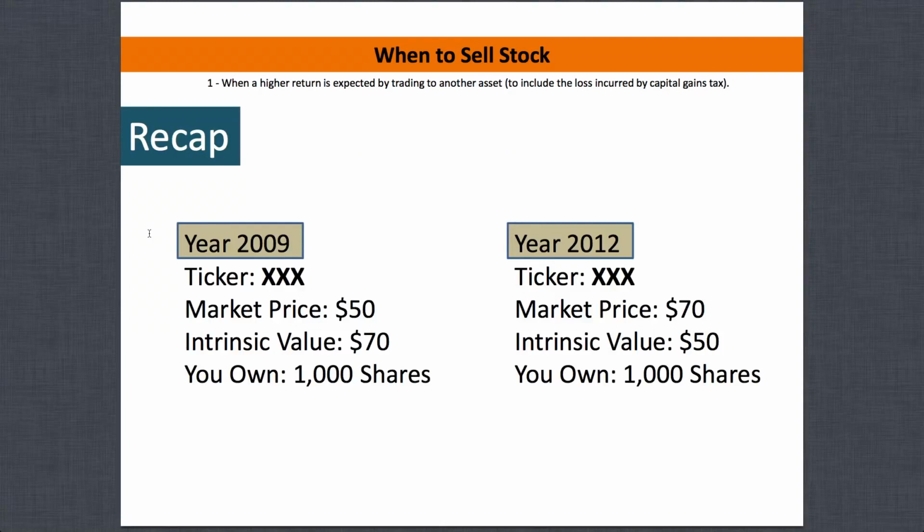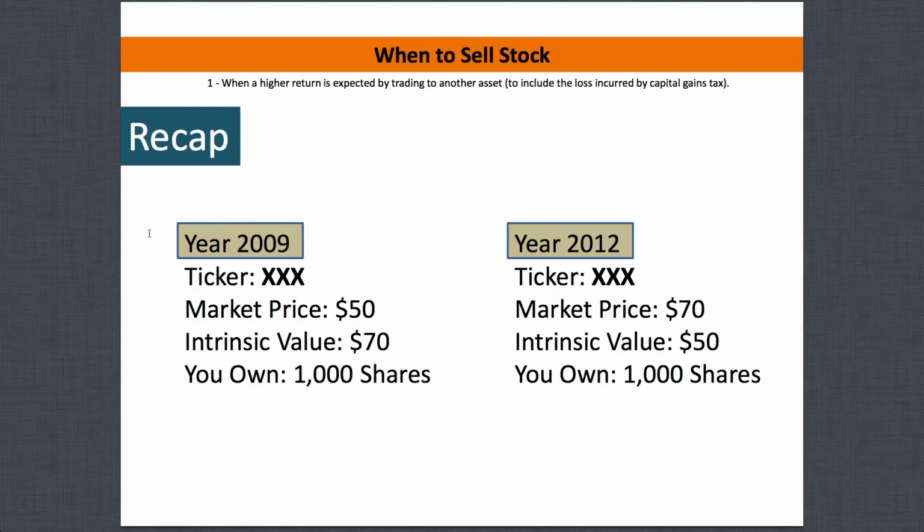Okay, so here's a quick recap. In 2009, we're going to assume that that's when we purchased company XXX, okay? We bought it at a market price of $50. We thought that the intrinsic value was $70, so we bought 1,000 shares, okay? 3 years later, we still own the same company, and the market price came up to $70 a share, but then the intrinsic value went down to 50, and we still own those 1,000 shares.